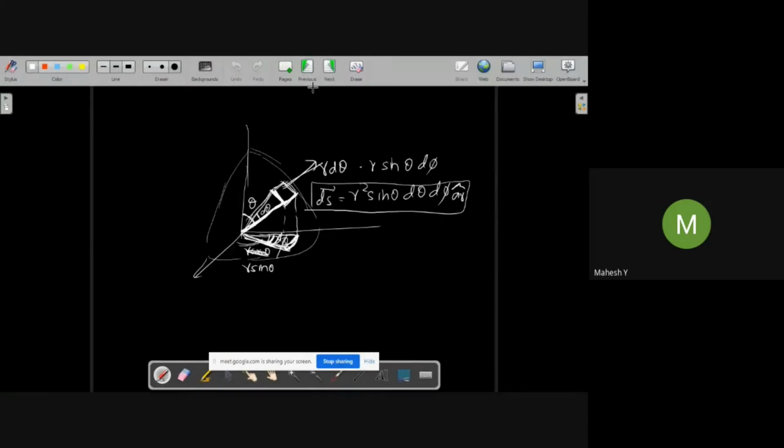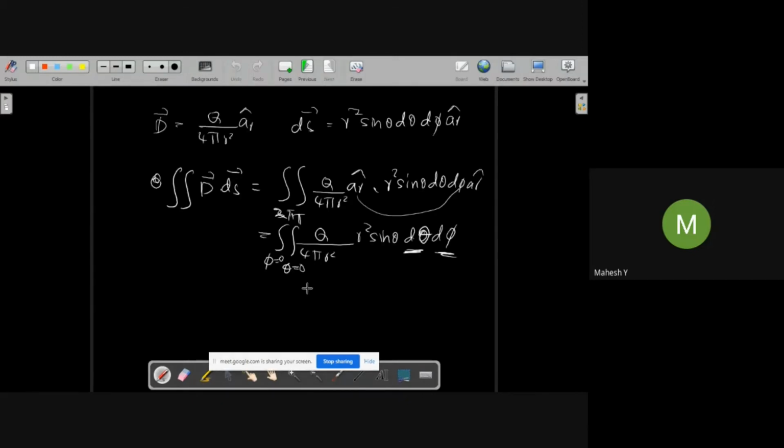If anyone has any query here: theta starts from the plus z-axis and ends at the minus z-axis, whereas phi starts from the plus x-axis, completes one rotation and comes back to the x-axis. So that takes 360 degrees, while theta takes 180 degrees. So 0 to pi and 0 to 2 pi. Now can you integrate and find the value?